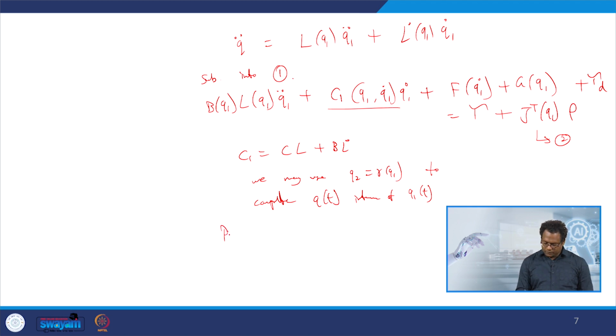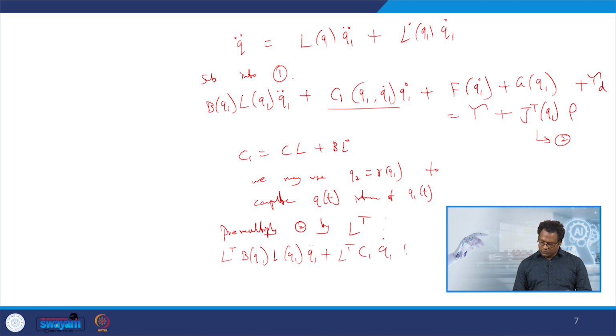Now, pre-multiply equation 2 by L transpose, we get L transpose B of q1 L of q1 double dot plus, let me put that shortly without the q terms, L transpose C1 q1 dot plus L transpose F plus L transpose G plus L transpose tau D is equal to L transpose tau plus L transpose into J transpose into rho.